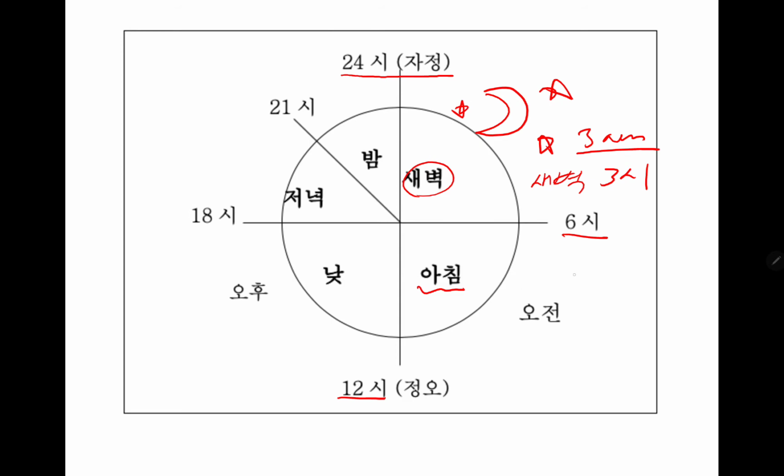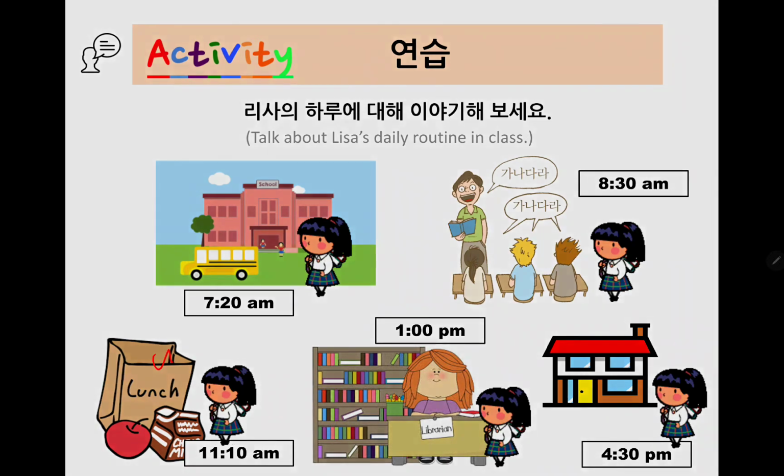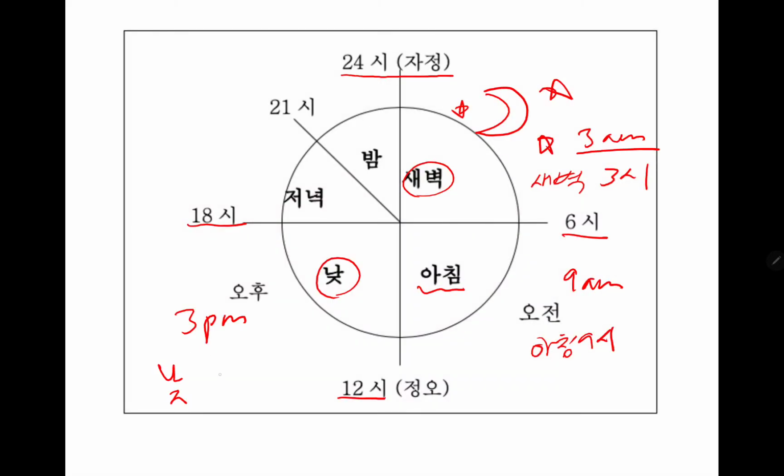So let's say if it's 9 a.m., we say 아침 9시. Okay? And then from 12 to 6 p.m., we call it 낮. So noon. Let's say it's 3 p.m., we would say 낮 3시. Okay. And from 6 to 9, it would be 저녁. And from 9 to 12, it would be 밤.